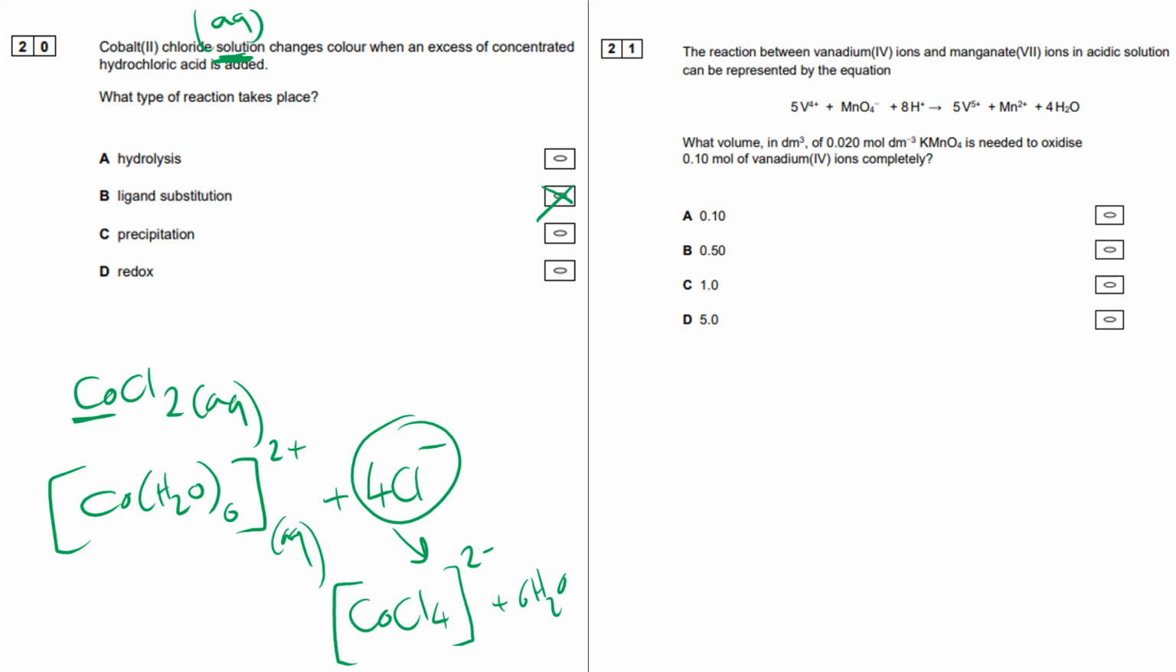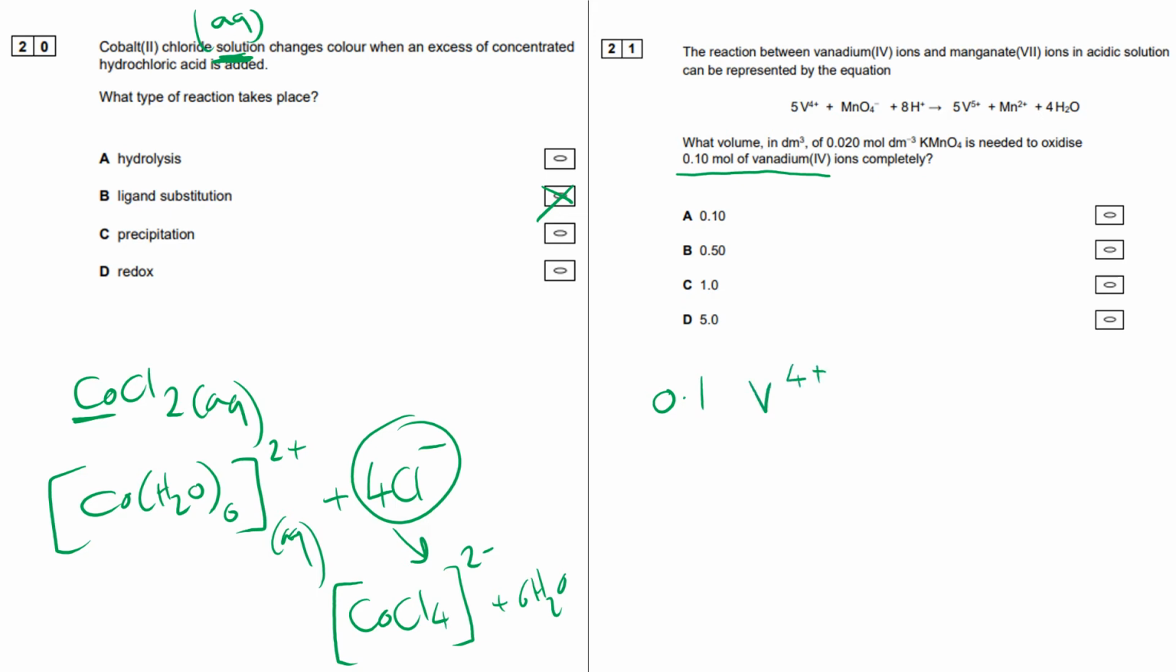Question 21. The reaction between vanadium ions and manganate 7 ions in acidic solution can be represented by the equation. What volume of KMnO4 is needed to oxidize this many moles of vanadium-4 completely? So you're told the moles of vanadium-4.